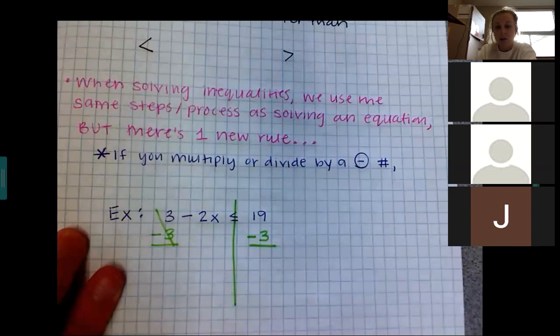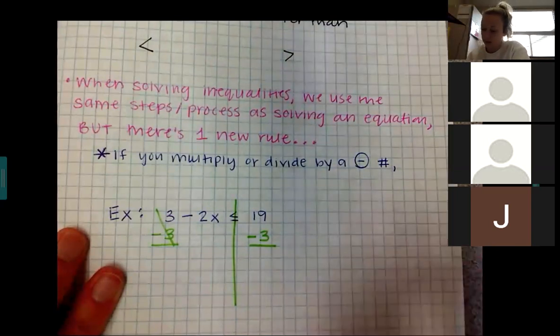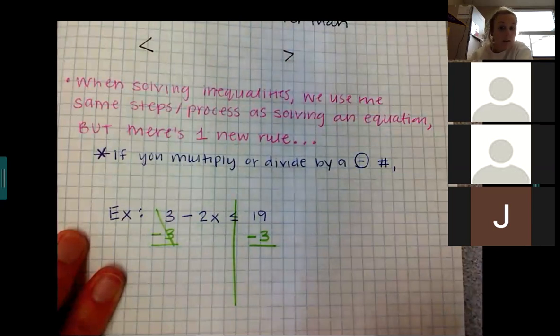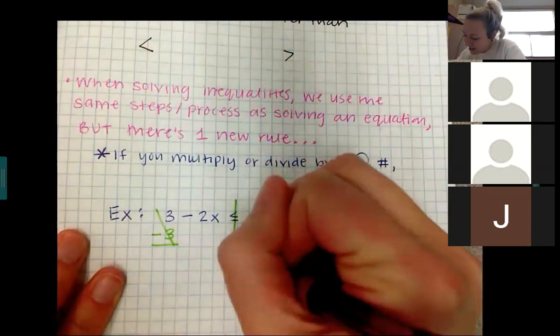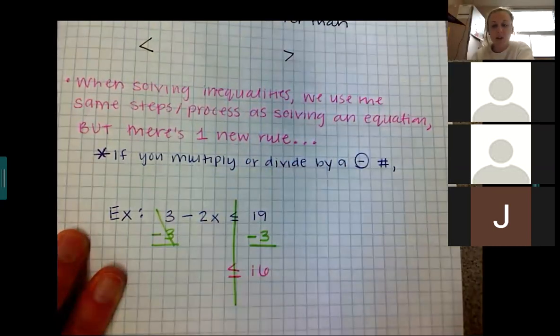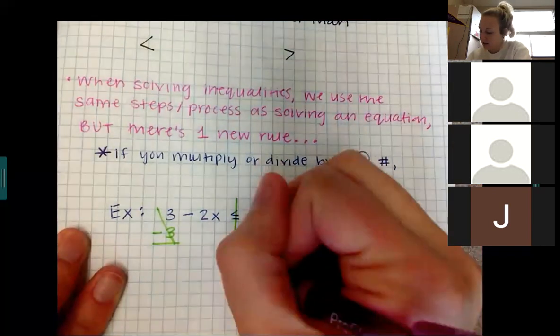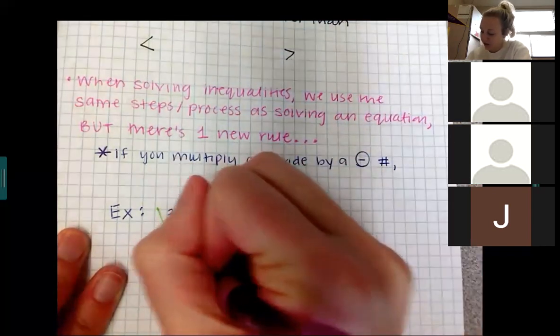So I'm going to subtract the 3. So what would be left? What am I left with? Curtis, you said you were going to talk to me. 16. Oh, good. 16. He said, I'm here. Good job, baby. 16, what's left on the left side? Negative 2x. Good job, y'all.